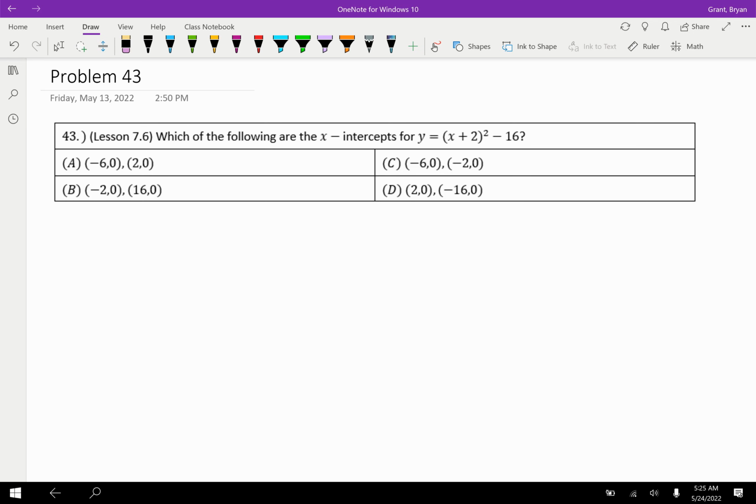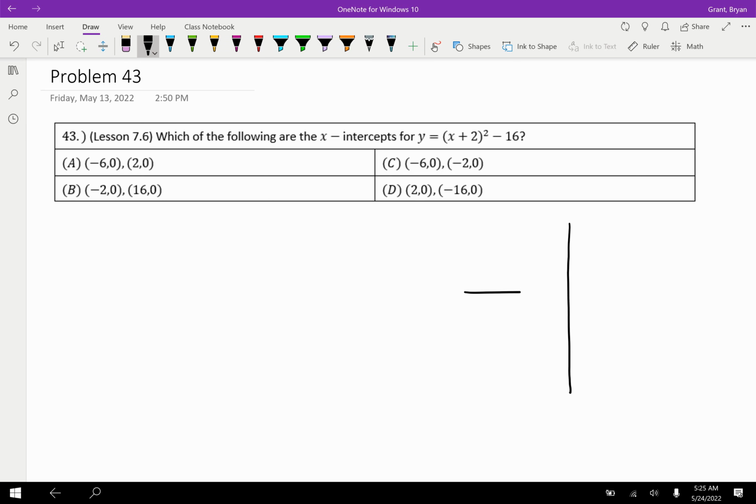We are on to problem 43, which comes from lesson 7.6. They are asking us which of the following are the x-intercepts for y equals the quantity x plus 2 squared minus 16. So to get an indication of what we're trying to do here, I'm just going to first sketch you a nice cute little graph of the situation.